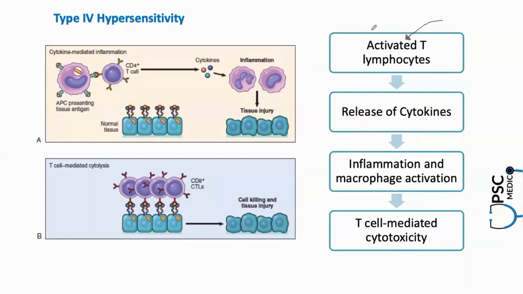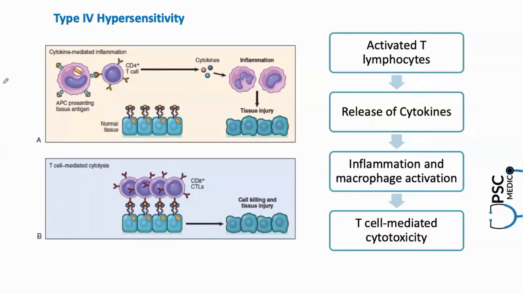Somehow, because of an inciting agent, there is activation of the T lymphocytes in the body, and these activated T lymphocytes cause release of cytokines in the body. This is not the complement pathway. In type 2 and type 3, the complement pathway plays a major role. But here, there is release of cytokines, the chemical mediators, and they cause inflammation and also activation of the macrophages. What do they all do? They produce a T cell mediated cytotoxicity leading to the death or injury of the cell.